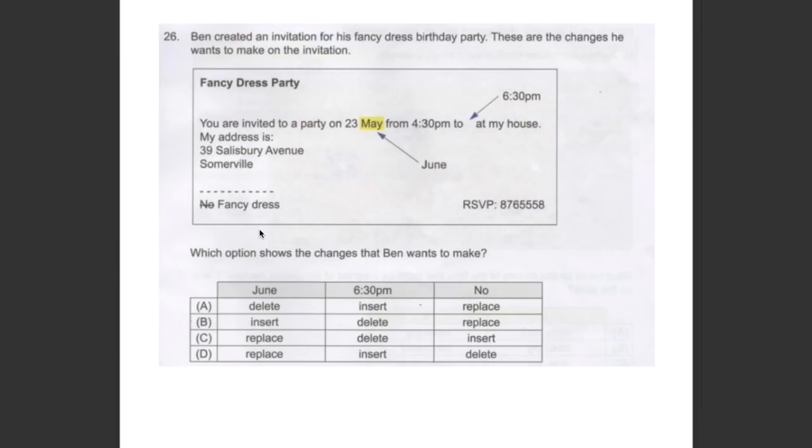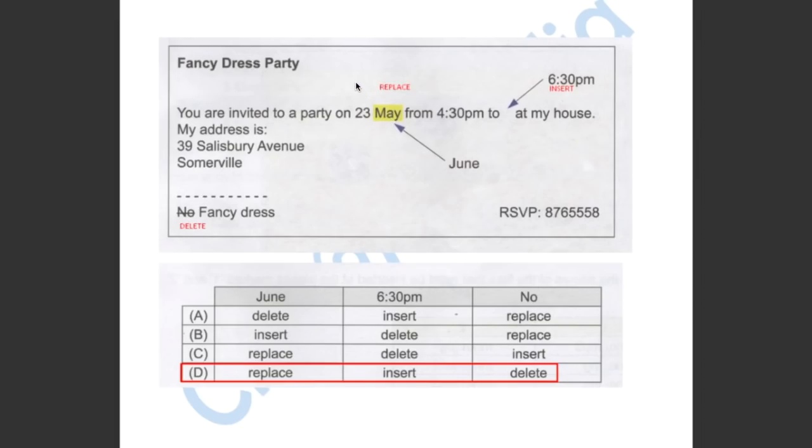So, the question asked us which option shows the changes that Ben wants to make. Let's move to the explanation. As you can see, to change May to June, you have to use the replace option. And to insert the 6:30, you have to use the insert option. Also, to take out the no, you have to delete it. So the answer has to be D. Replace, insert, delete.